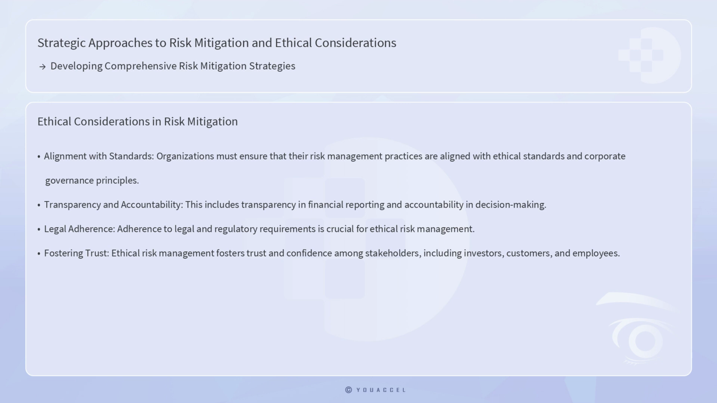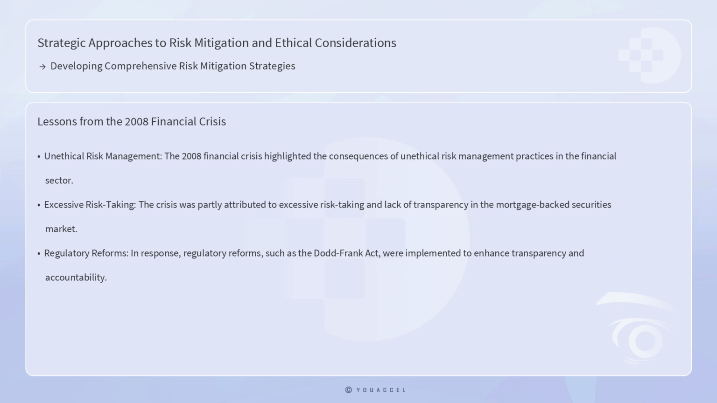of the organization. For example, the 2008 financial crisis highlighted the consequences of unethical risk management practices in the financial sector. The crisis was partly attributed to excessive risk-taking and lack of transparency in the mortgage-backed securities market, leading to significant financial losses and a loss of trust in financial institutions. In response, regulatory reforms, such as the Dodd-Frank Act, were implemented to enhance transparency and accountability in financial markets and ensure ethical risk management practices.